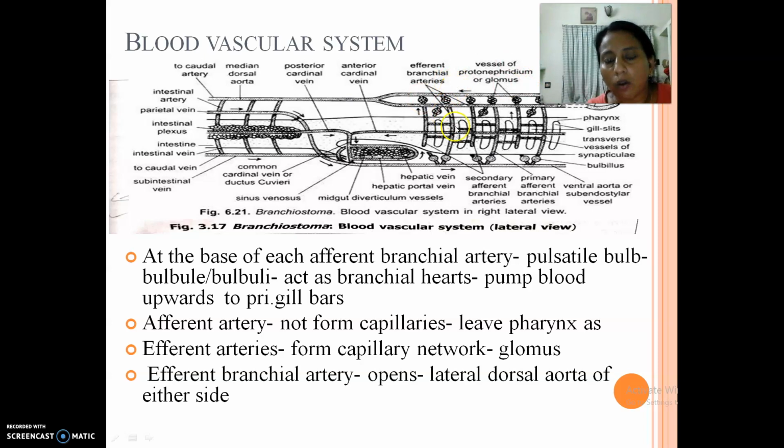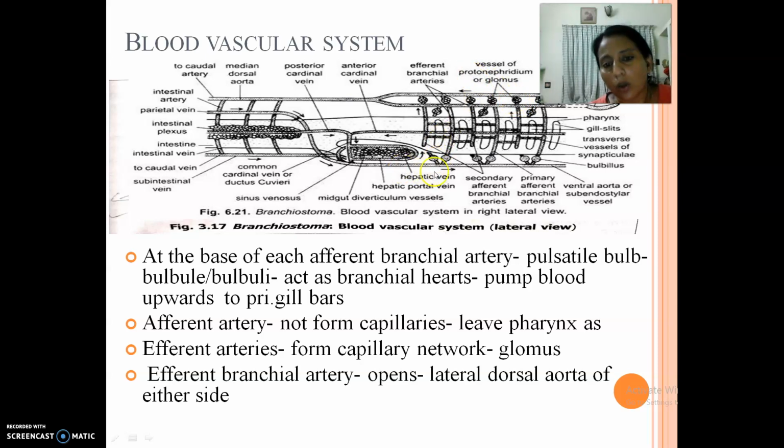So from each side, the right and left side, the afferent branchial arteries join the lateral dorsal aorta as efferent branchial arteries. Okay, so the branches which arise from the ventral aorta are called afferent branchial arteries. The blood vessels which join the lateral dorsal aorta are called efferent branchial arteries. Just before joining the lateral dorsal aorta, they also form some structures, a network of capillaries, which is called the glomus.